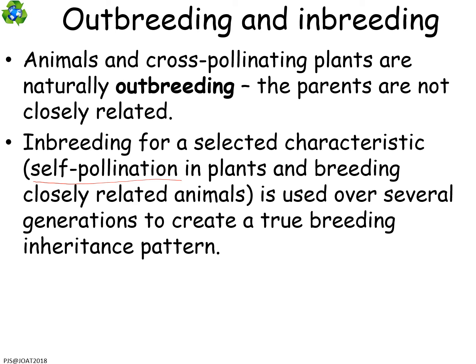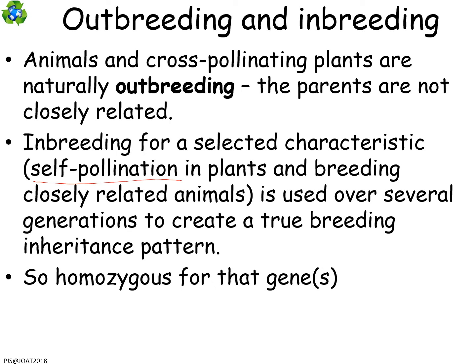And in animals, you take closely related animals. And what you're trying to do there is fix a particular characteristic using the fact that they are showing those characteristics. What you're trying to do always is make them homozygous for that particular gene. So for that gene, you only want one set of alleles that is always passed on and always gives the characteristic you want.